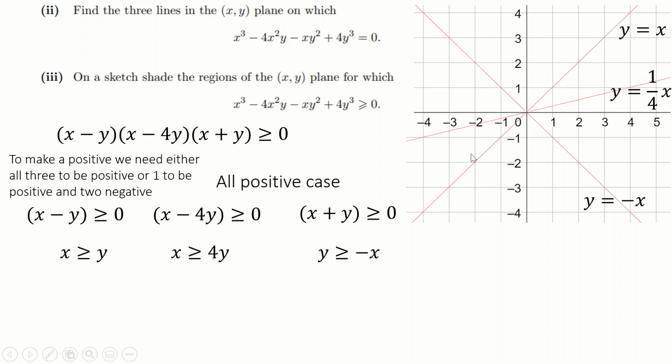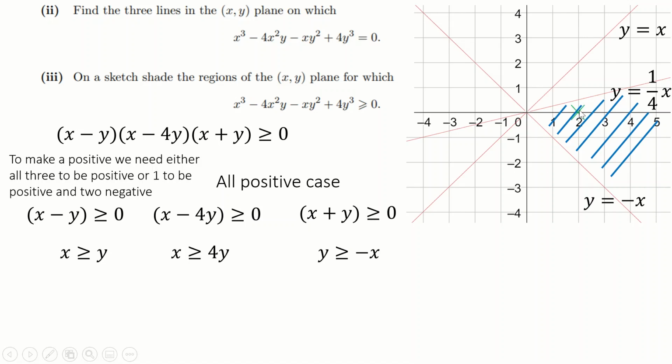Where is y less than or equal to x? Well, this is y equals x. When is y less than or equal to x? Well, that's below this line. So I'm looking below this line. When is 4y less than or equal to x? Now, I've written it differently to here, but that's okay. y less than or equal to x over 4 is below this line. So I'm looking for below this line and below this line. And y greater than minus x, so that's above this line. So below this, above this, well, that's this region here, right? That's the region that's satisfied by the all positive case.